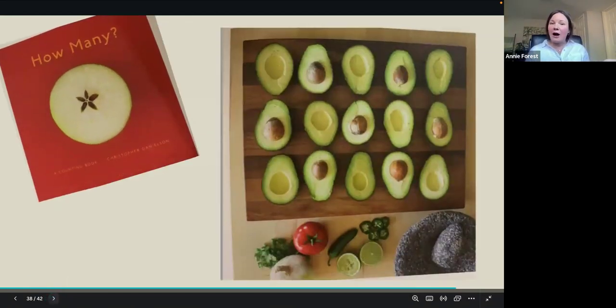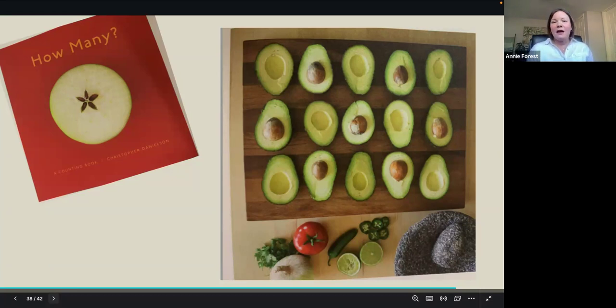There's this book that's called How Many? And here's an example of a page from How Many? You can see that on the page, there are all these halves of avocados. Some of them have the pit in them, some of them don't. At the bottom are other ingredients. And so the prompt for this is simply, how many? You share this with students and you just record their answers.